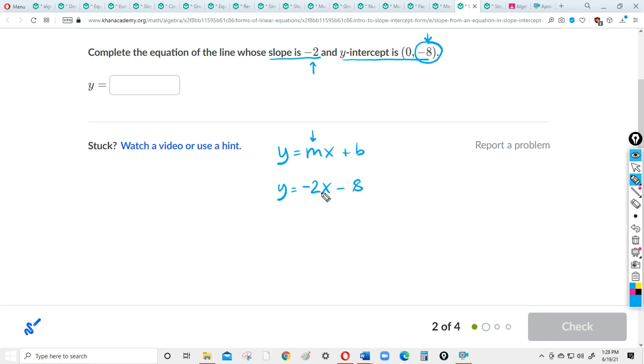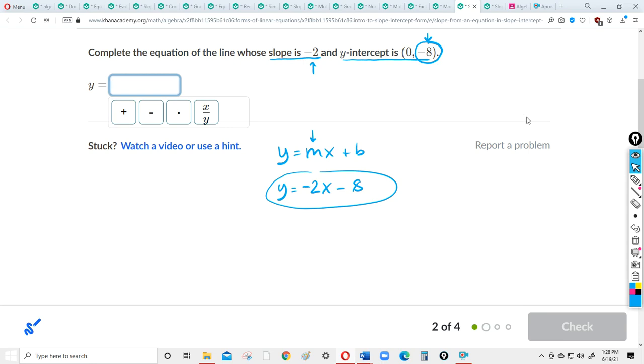Alright, so that's it. You just put that in the box. They put the y there already. So you just put -2x minus 8. -2x minus 8. You can use this negative sign, or you can just use the dash on the keyboard.